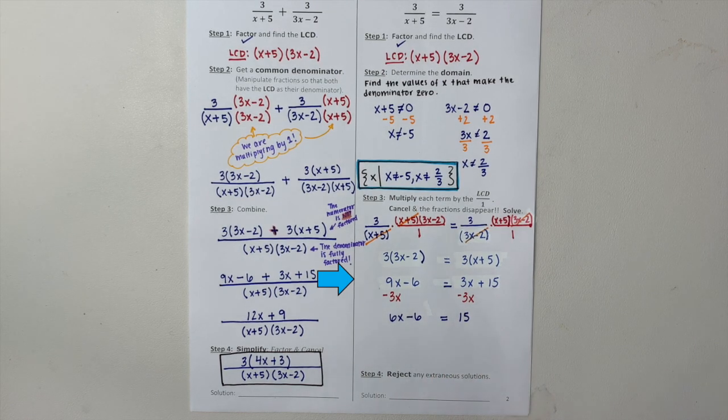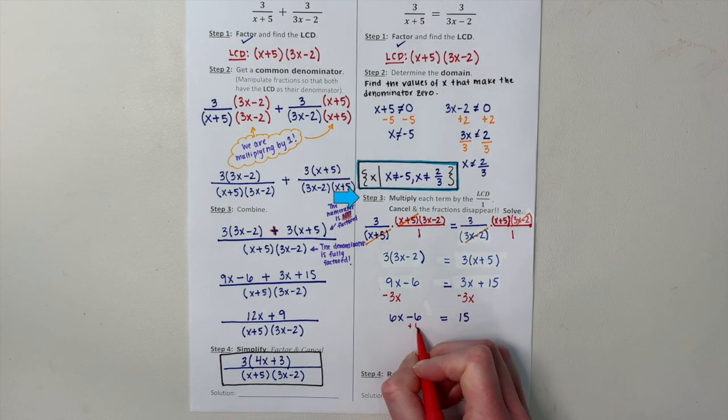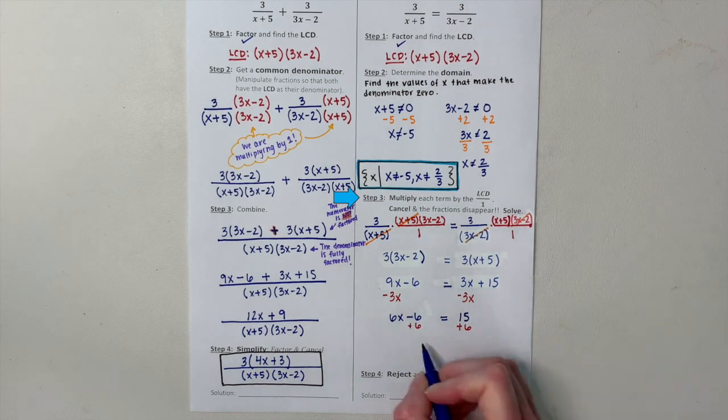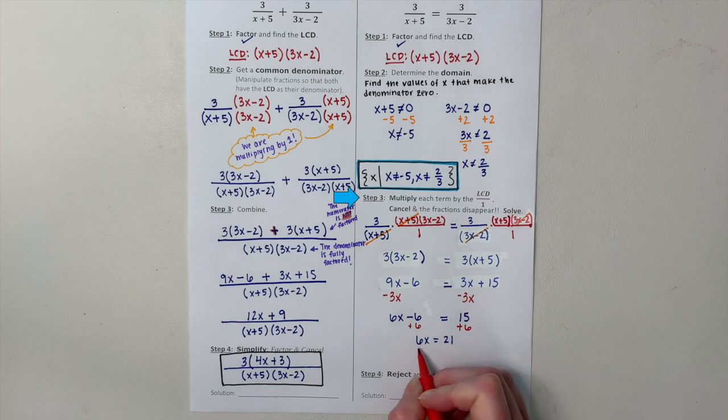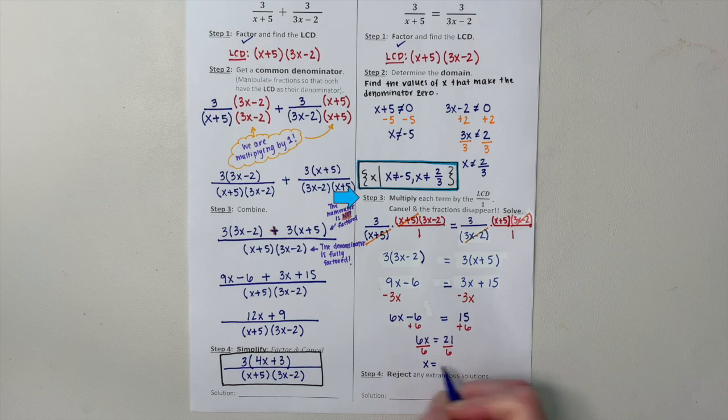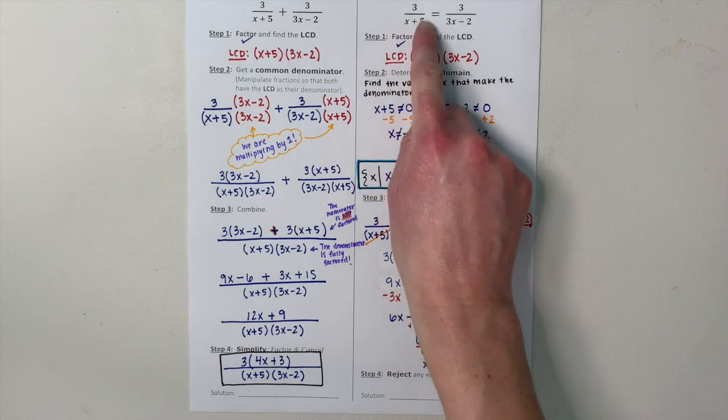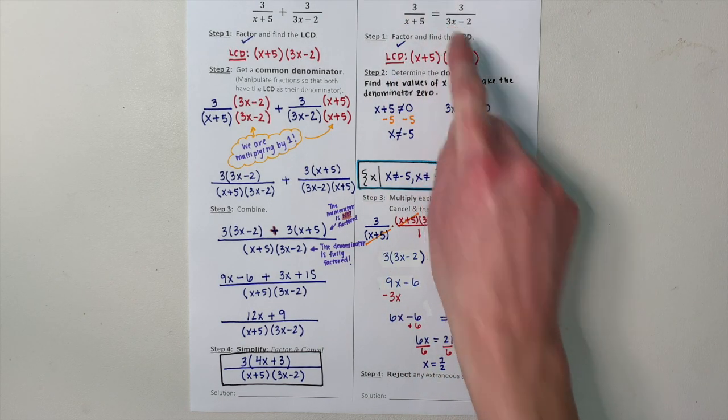Then we want to isolate x, so I'm going to add 6 to both sides. That will leave us with 6x is equal to 21. And then I'm going to divide both sides by 6. And that will leave us with x is equal to, and 21/6 will reduce to 7/2. Now we've solved our equation. We figured out what value of x makes this side of the equation equal to this side of the equation.